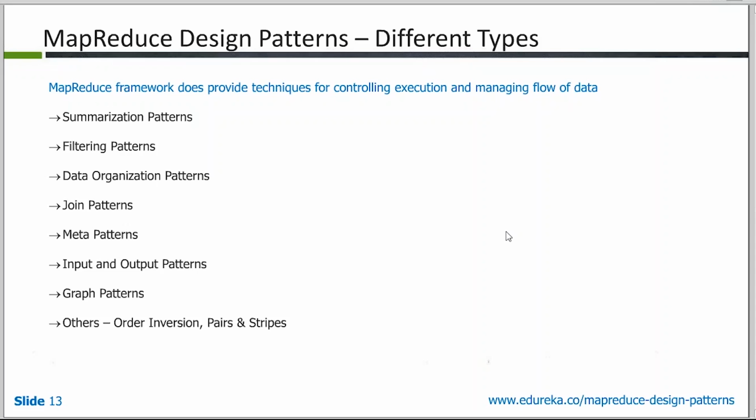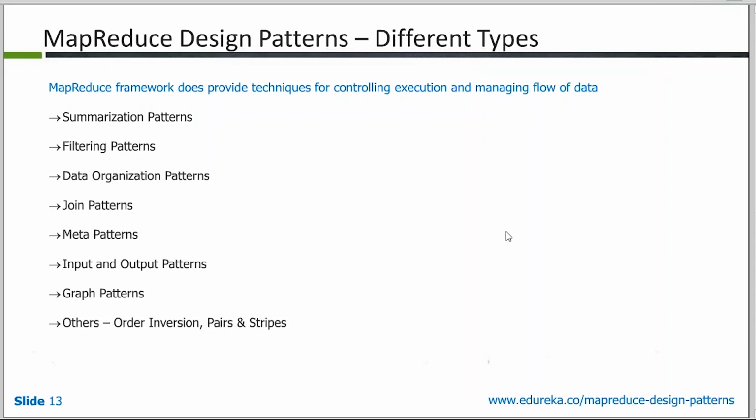Meta patterns are not really patterns in the true sense of the word that we have seen so far. Meta patterns are actually more about job chaining, providing more job control to you by doing the job chaining. That's what meta patterns are about. And they're going to be useful if you're trying to implement a graph algorithm using MapReduce, then these patterns will also come into picture.